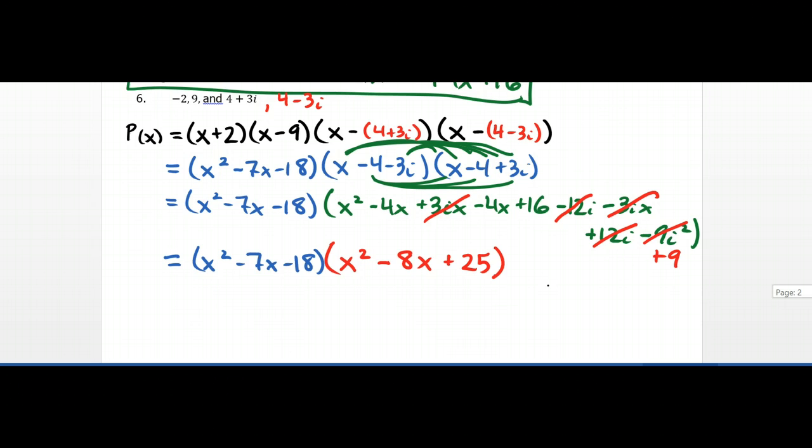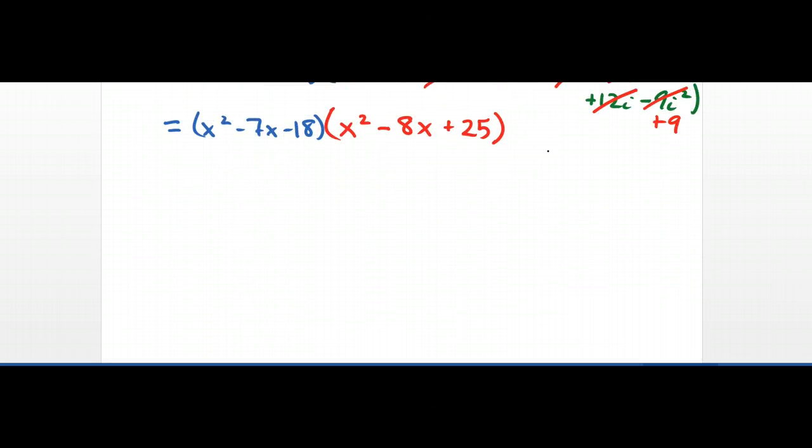Okay, what I'd like you to do now is finish this one up on your own. So go ahead and pause the video, do this last set of trinomial multiplication here, and then click play to check your answer, please. Do not skip forward and look ahead at the answer.